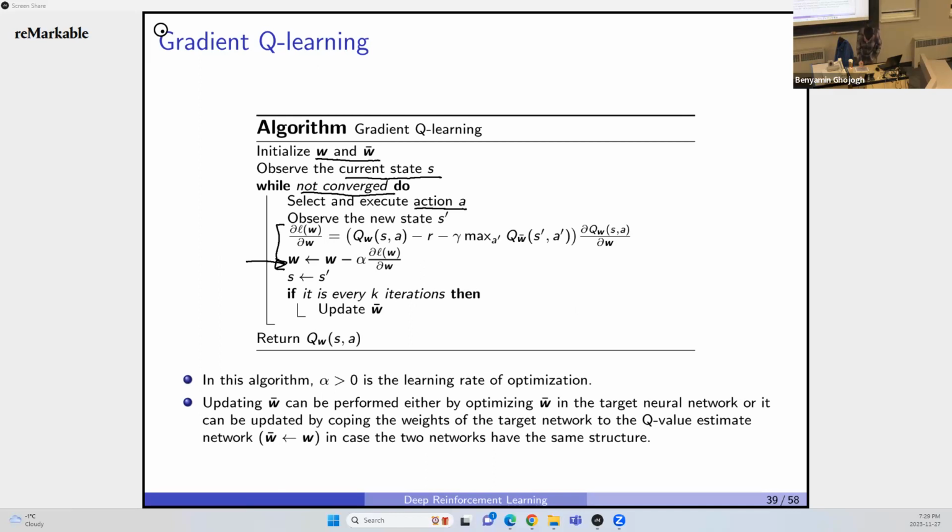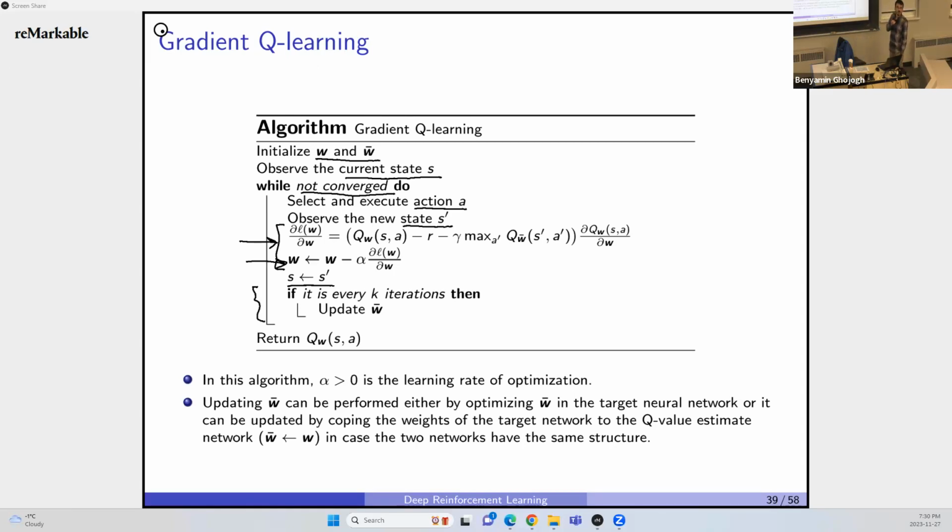Observe the new state S prime, because whenever you do some action, the state of environment changes. Then update this. This is one step that does what temporal difference of Q learning does. Then go to the next state. There is one thing which needs discussion.